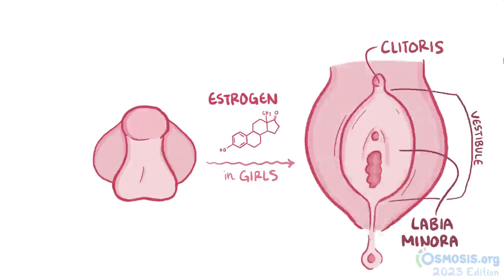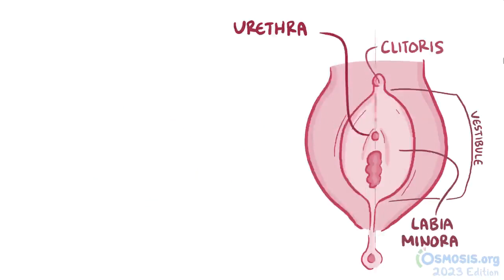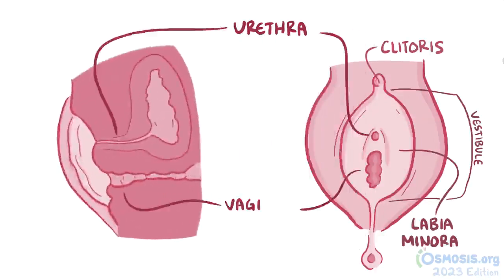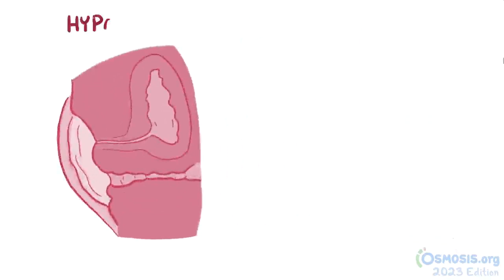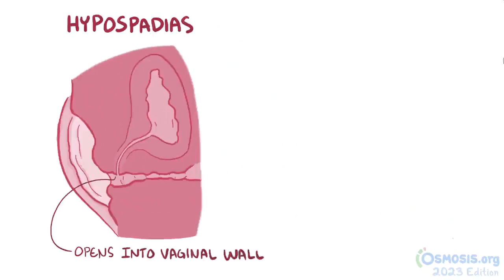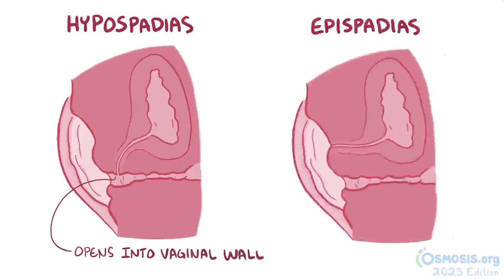In the 13th week of gestation, the urethra forms, and is situated anterior to the vagina and is shorter than the one in boys. Hypospadias results in the urethra opening into the anterior vaginal wall, whereas epispadias results in the urethra developing too far anteriorly.